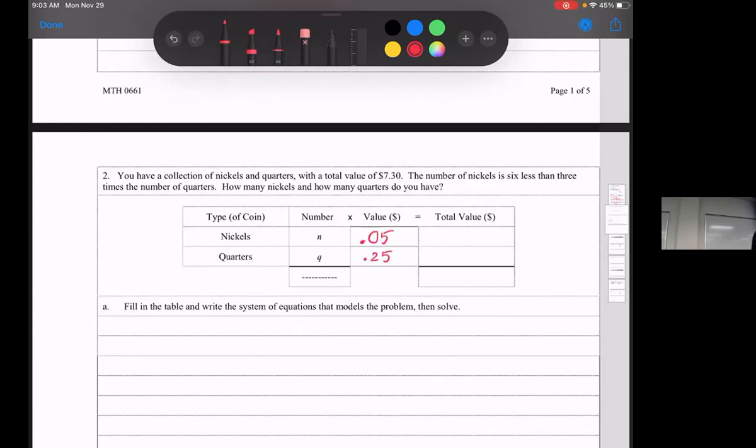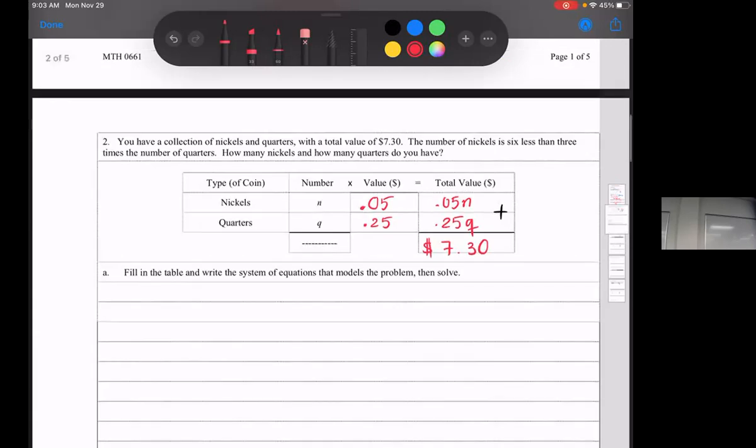And then quarter will be 0.25. Total value, you multiply them. So 0.05N and then 0.25Q. And how much is the total value if you add them together? $7.30. Okay, that's one equation. The red one is 0.05N plus 0.25Q equals 7.30. And then we need the blue one.